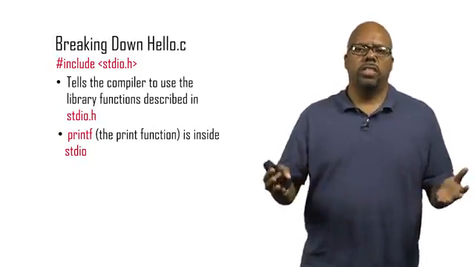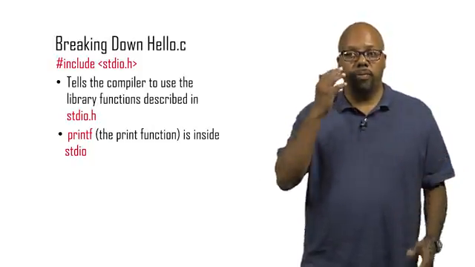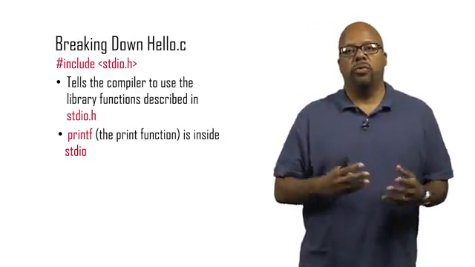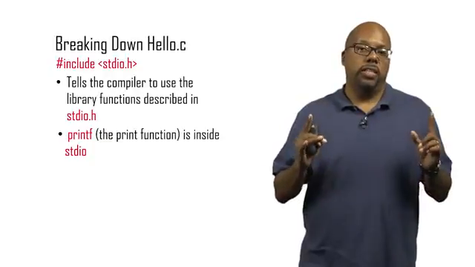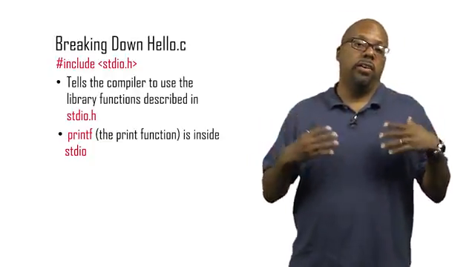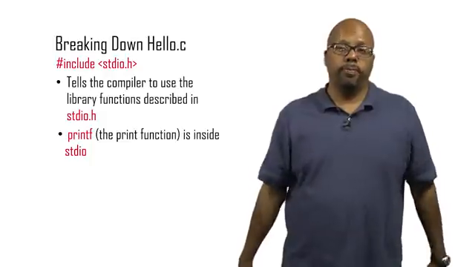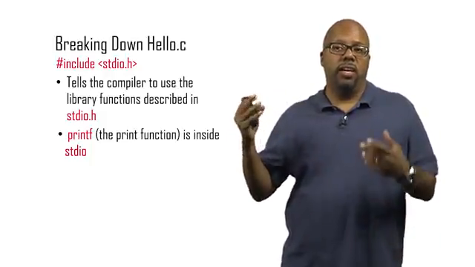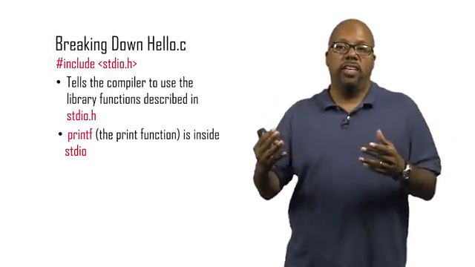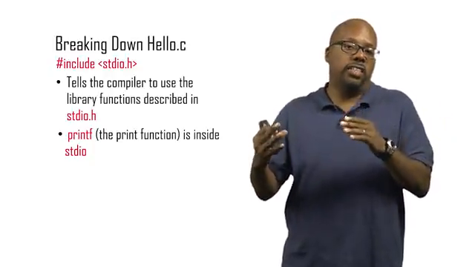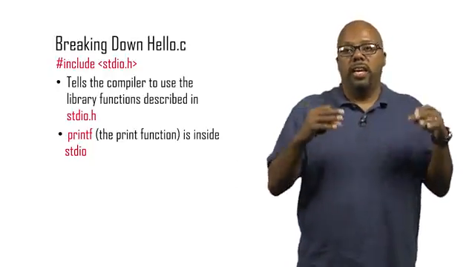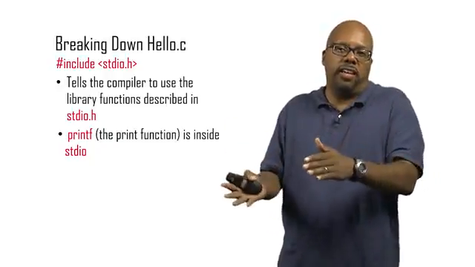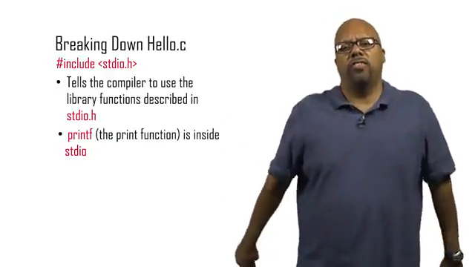Hashtag include standard IO, stdio.h. So at the hashtag include, anything with a hashtag in front of it is what's called a compiler directive. It's not really a piece of code, it tells the compiler to do something special. And include tells the compiler to include whatever the file is to the right. So hashtag include stdio.h says take this file, stdio.h, and include it right here in the code. So it basically cuts and pastes. It takes that stdio.h and pastes it to the beginning of this file.